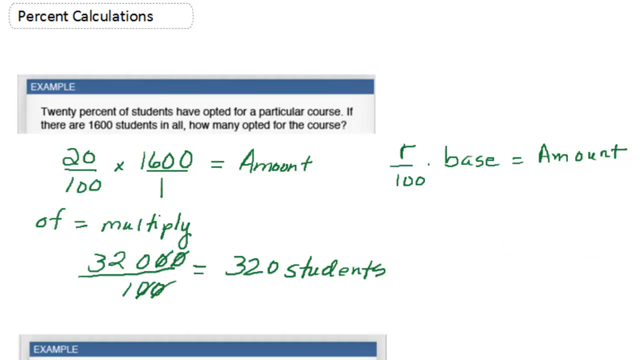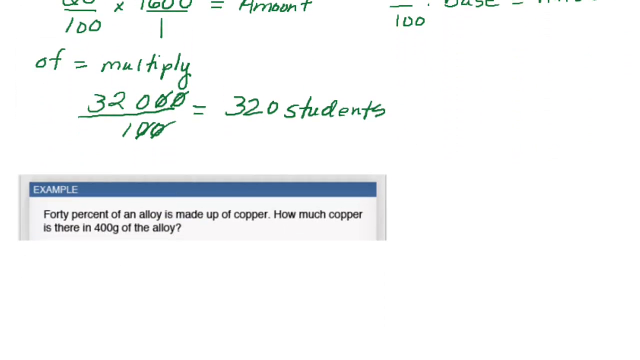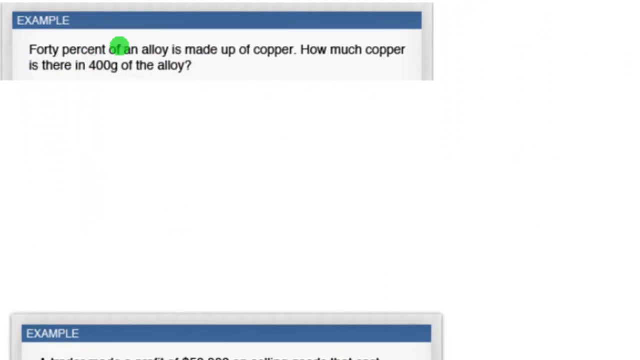Okay, let's look at the next one. 40% of, there's that "of" again, an alloy is made up of copper. How much copper is there in 400 grams of the alloy? So 40%, 40 over 100, of means times. Then we know the alloy, that's the base, and it was given as 400, equals, and we don't know the amount.